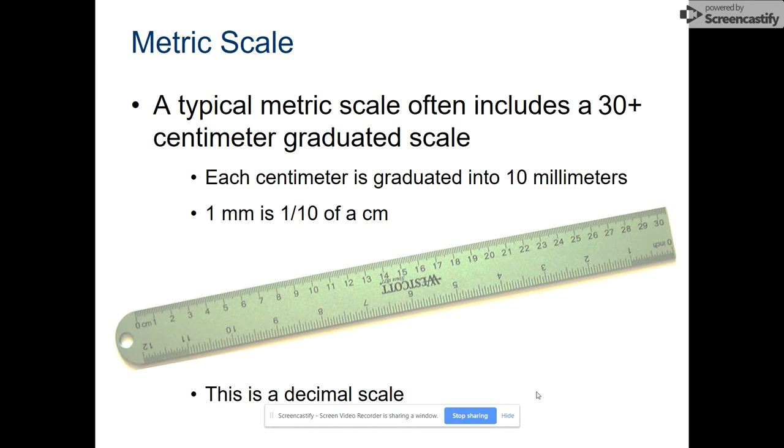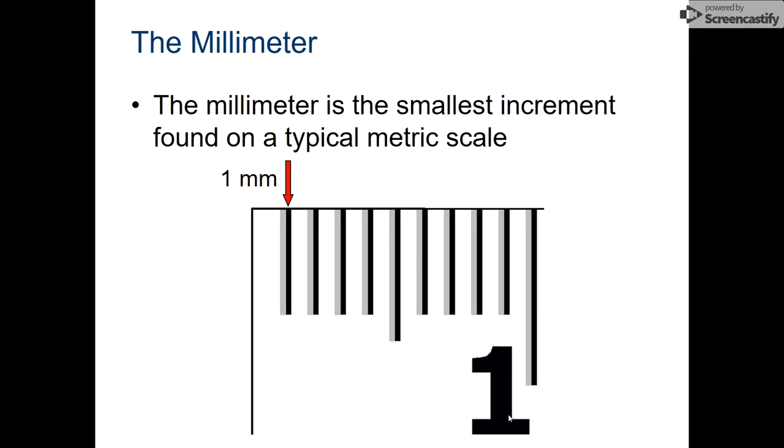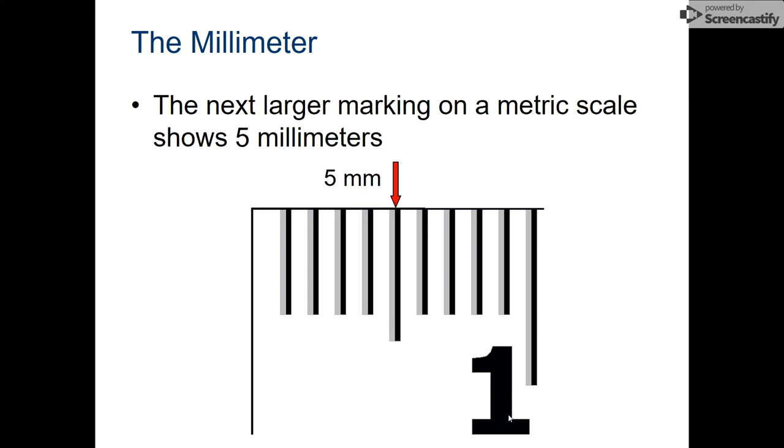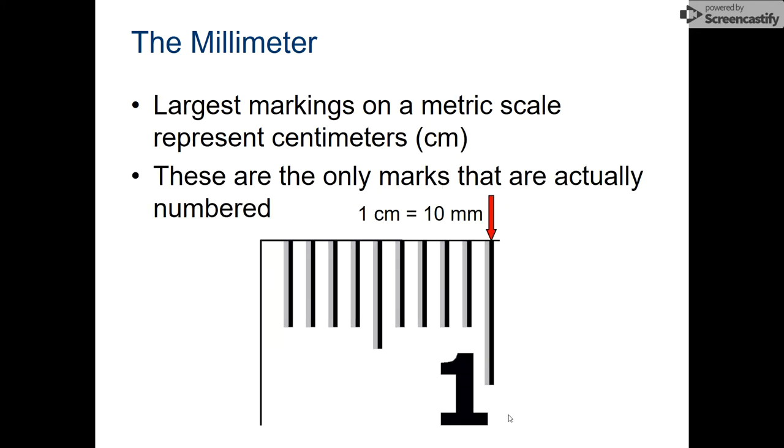So if you look at the picture here, the scale that's at the top along that ruler is the metric scale. You can see the centimeters, and each centimeter is divided into tenths. Since it's divided into tenths, we call this a decimal scale. So anytime your unit's divided into tenths, it's a decimal scale. If we were to zoom in on it, that smallest increment on a metric ruler is going to be a millimeter. Frequently, the 5 millimeter mark will be a little bit longer. And then the numbered marks are going to be your centimeters.